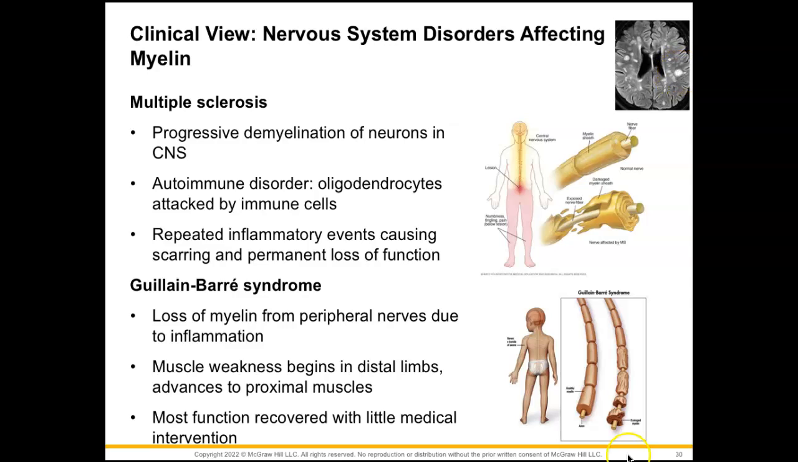Now we can have a similar thing happen within our peripheral nervous system in Guillain-Barré Syndrome, or GBS. This is when we have a loss of myelin within the peripheral nerves due to inflammation, and that leads to muscle weakness that begins in distal limbs and advances to our proximal muscles. And most function is going to be recovered with little medical intervention.